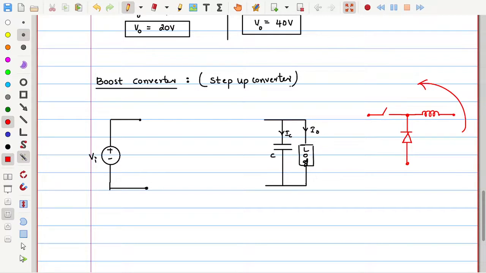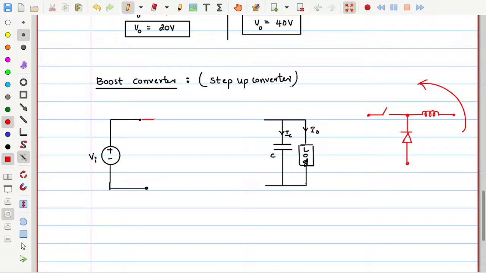Such a position, the elements we need for the boost converter. Same thing. Generally, all DC-DC converters are built with these three elements: one is the switch, diode and inductor. So let us see how we will connect.